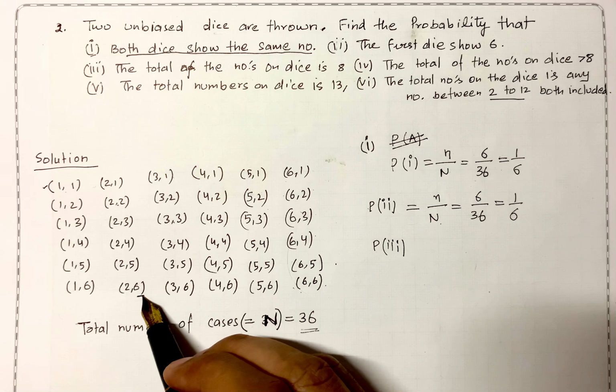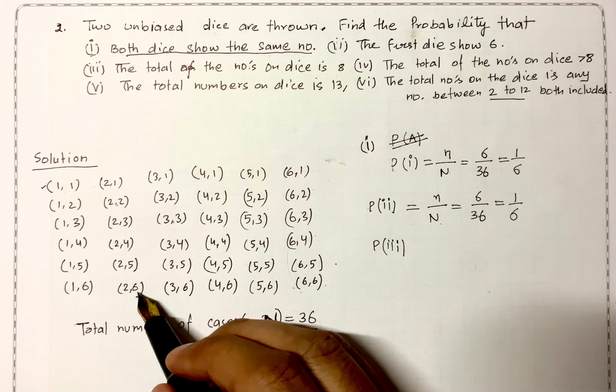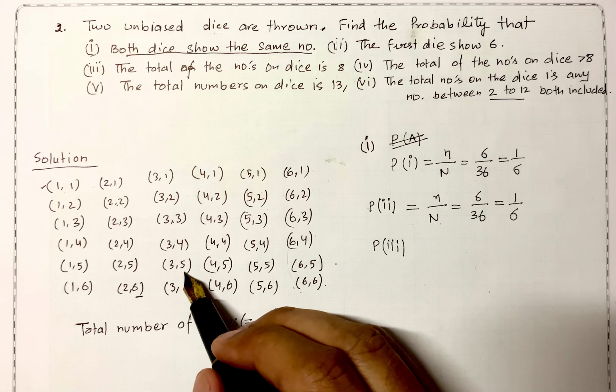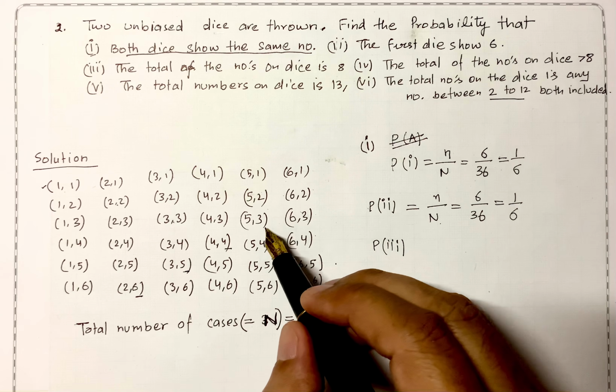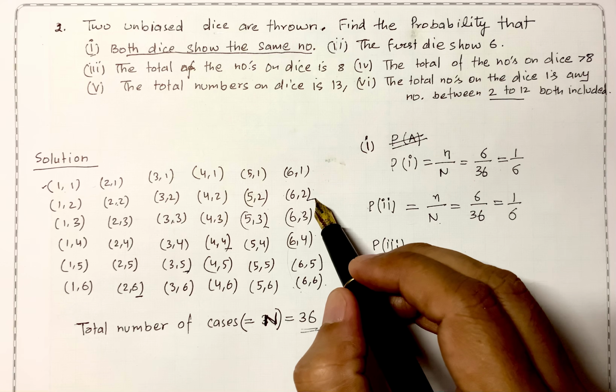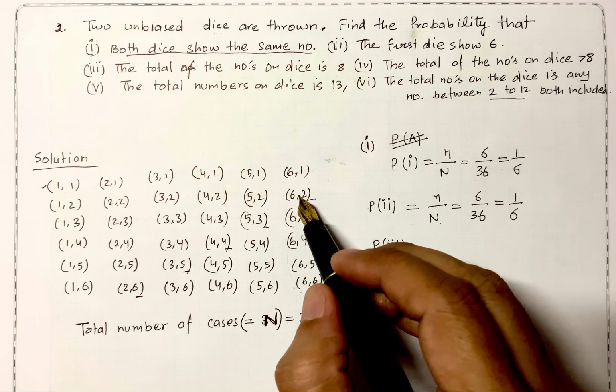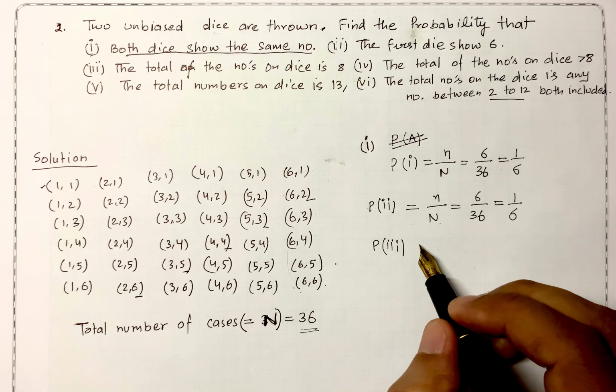So one case is this: 2 and 6, 6 plus 2 is 8. Then comes 3 plus 5, 5 and 3 are 8, then 4 and 4 are 8, then 5 and 3 are 8, and 6 and 2 are 8. So 1, 2, 3, 4, 5, you can see all the cases, nowhere else is it happening.